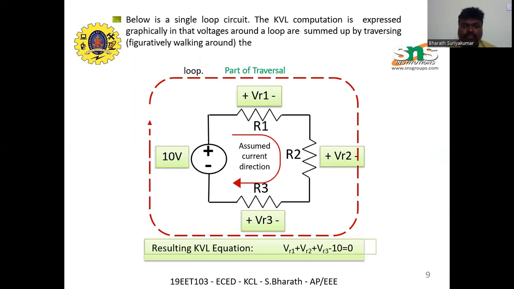Figure walking around. So what is this? This is a circuit having a 10-volt supply and three resistances R1, R2, R3 connected in series. The voltages across the three resistances are taken as VR1, VR2, and VR3. And this is the assumed current direction. The resulting KVL equation can be written as VR1 plus VR2 plus VR3 minus 10 volt is equal to 0. Or this can also be written as VR1 plus VR2 plus VR3 is equal to 10. This is according to Kirchhoff's voltage law.